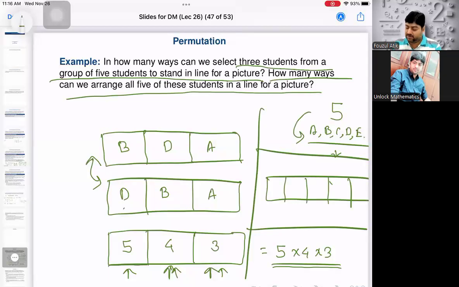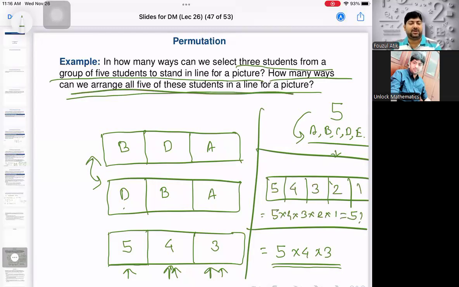Do it in the same way. First position you fill up with 5 ways, second position 4 ways, then 3, then 2, and then 1. So by product rule, how many? 5 into 4 into 3 into 2 into 1. It is basically 5 factorial, right? So how many ways can you arrange? 5 factorial ways.